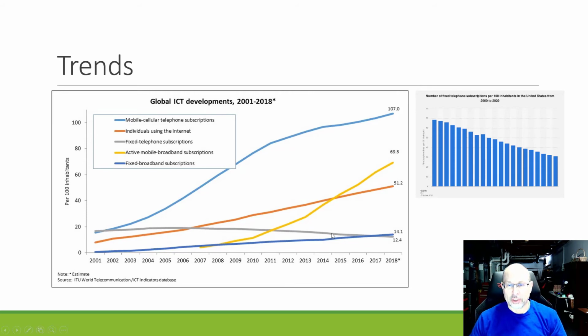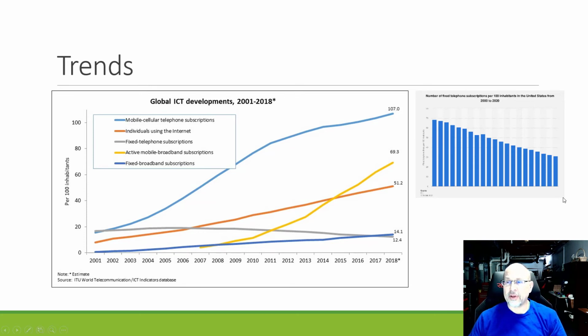And this poor sad line right here, fixed telephone subscriptions. Well, this has been sort of on the wane since 2004, 2005. So what this means is that folks are just simply not buying as many fixed telephone subscriptions. Folks don't want fixed telephone lines. That is a line that is a single circuit to a particular destination.